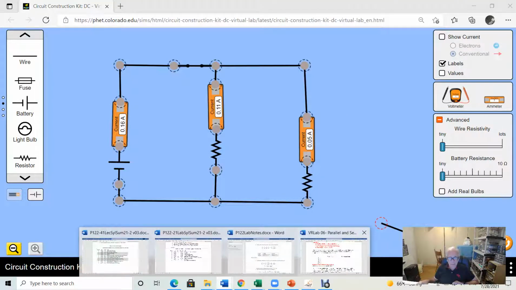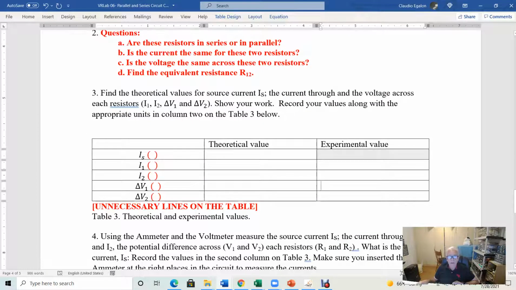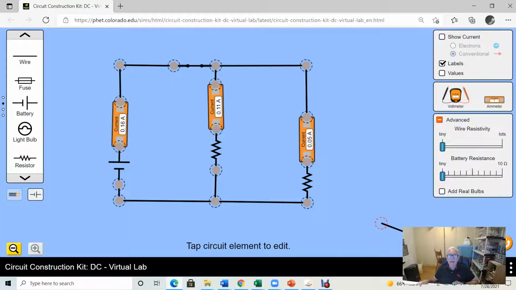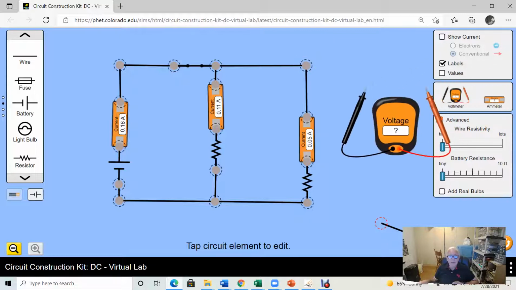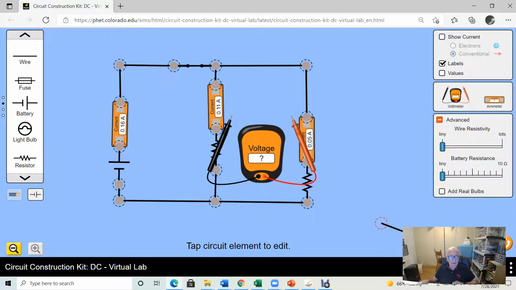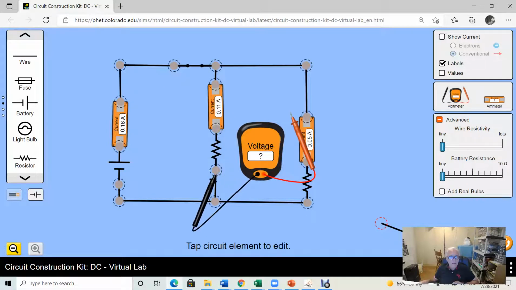What's next? Oh, delta V1, delta V2. Let's get our multimeter and verify that we're getting delta V1 and delta V2, the same voltage as the battery. Negative here, positive here. Positive is facing the battery. 5-volt battery.